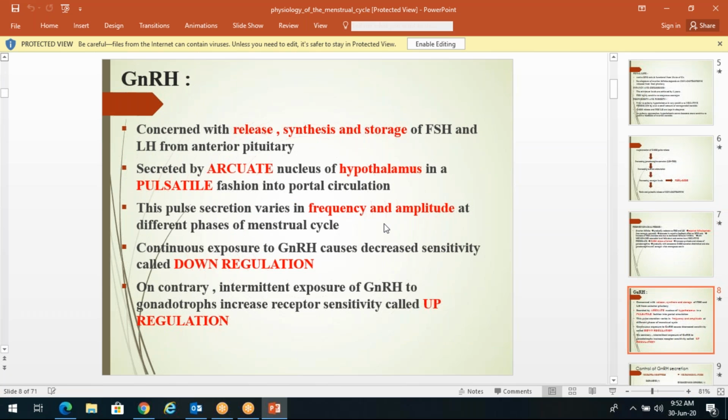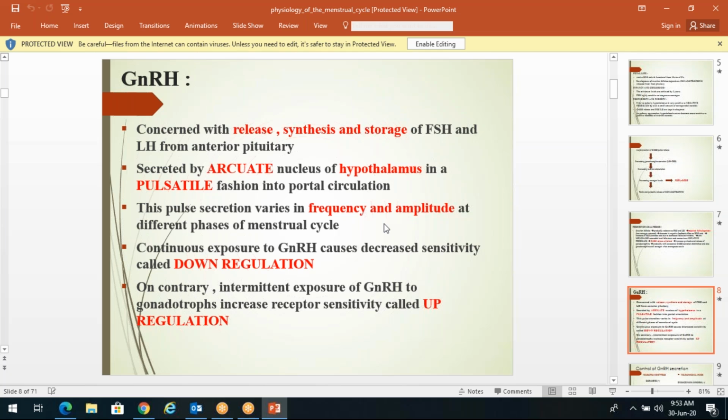So GnRH, where is it produced? It is produced in the arcuate nucleus of the hypothalamus in a pulsatile fashion into the portal circulation. Through the portal circulation, the GnRH is released to the anterior pituitary, and the frequency and amplitude of this pulse secretion will be different in different phases of the menstrual cycle.